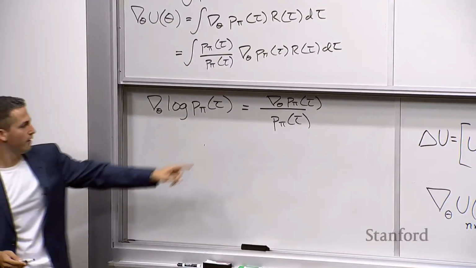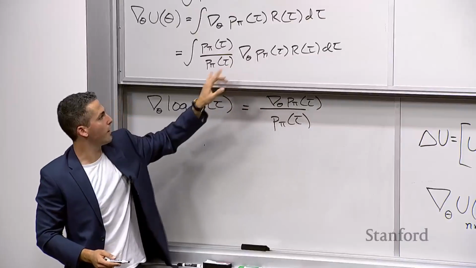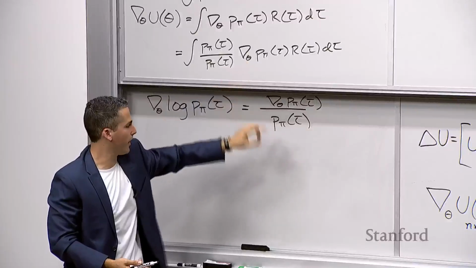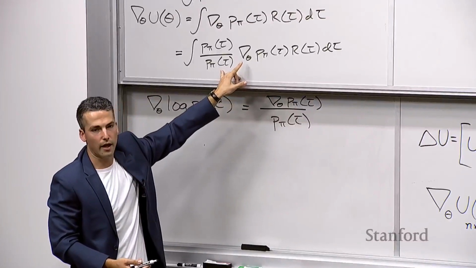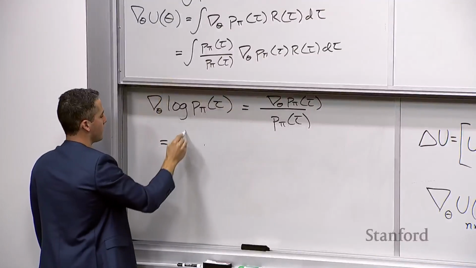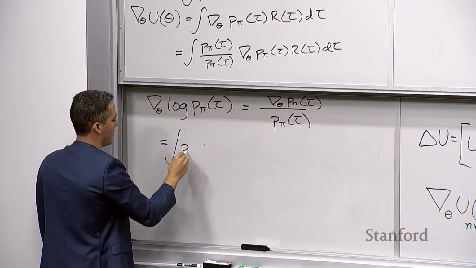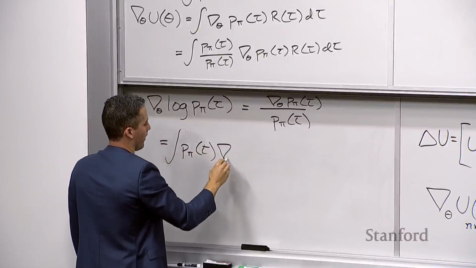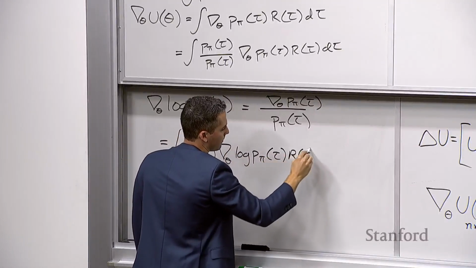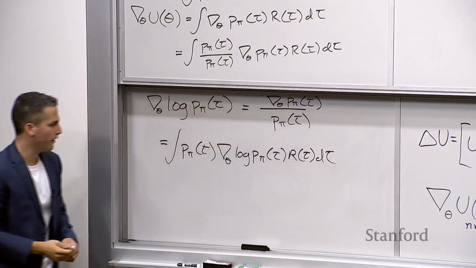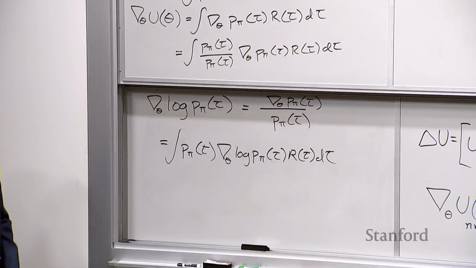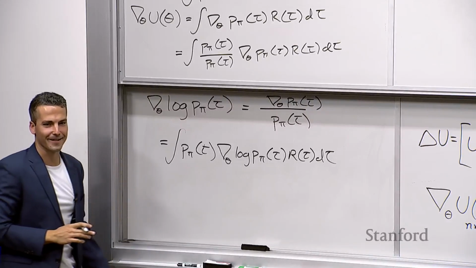But now notice, this gradient with respect to theta of p pi of tau shows up in this expression. That's why we multiplied by 1. So now we can substitute this back in, and we'll bring the log inside. So this expression up here becomes p pi of tau, gradient with respect to theta, log p pi of tau, r of tau, d tau. Now you might be saying, well, this doesn't look a whole lot better than what we started with. In fact, this kind of looks worse. But I assure you, we are getting somewhere here.